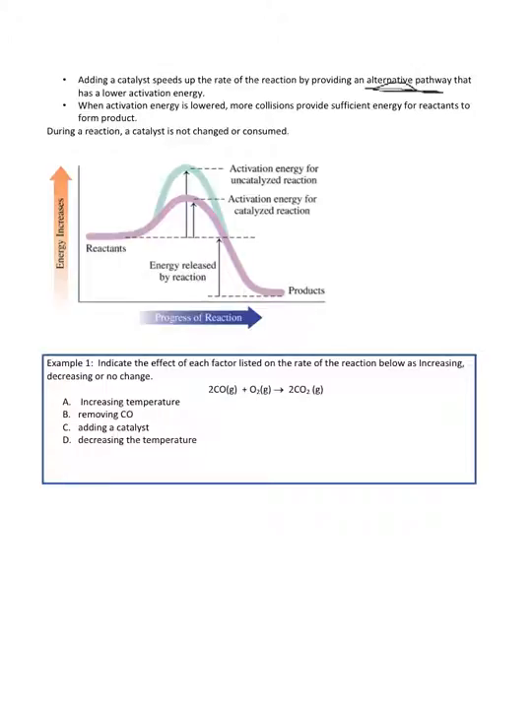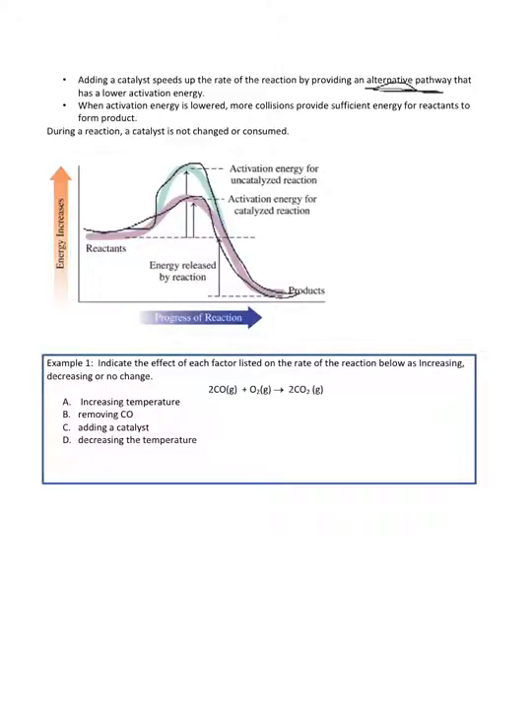So it's not increasing the likelihood of a collision, right? Instead, it is decreasing the amount of energy necessary for the reaction to go. Okay? And when we do this during the reaction, the catalyst is not used up or consumed because it's not part of the reaction. So there's a nice picture here that shows the activation energy for the uncatalyzed reaction versus the lower activation energy that occurs when you add a catalyst. All right, let's do an example.